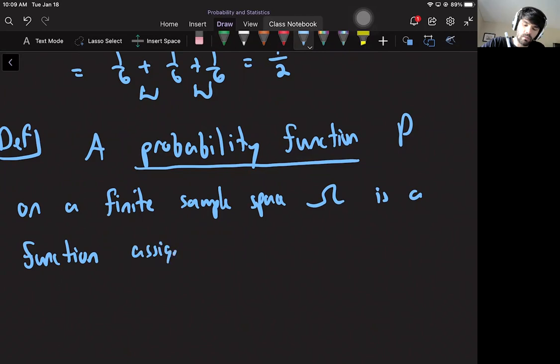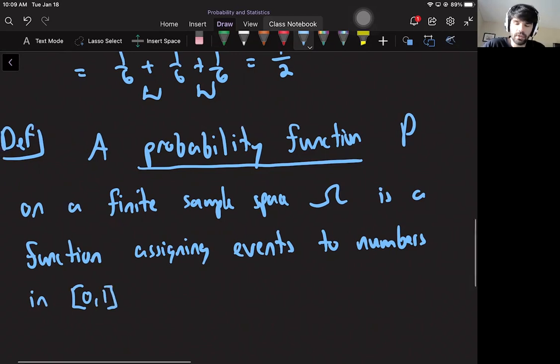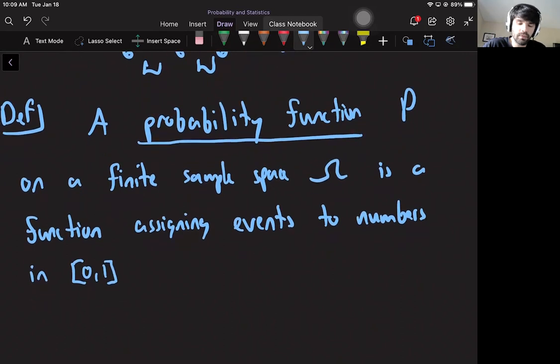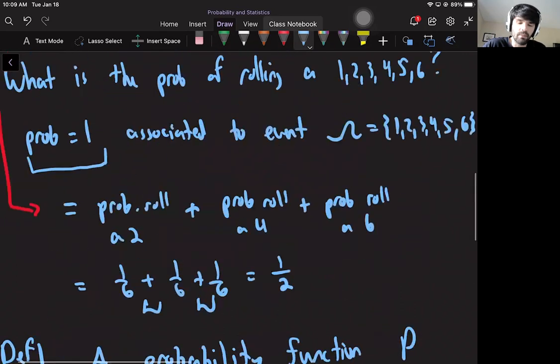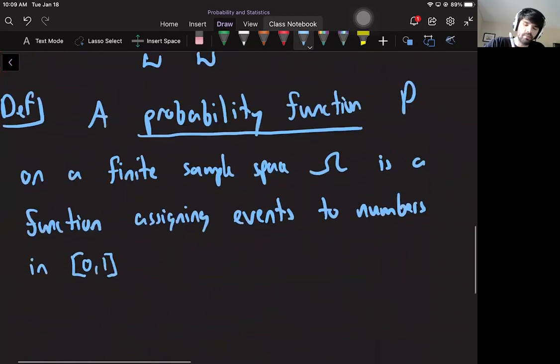What does it take in? It takes in events. So you plug in an event, and what pops out of the function? Numbers, but not any old number, just the numbers in 0 to 1, including 0 and 1 as well. So the probability function is just a function that turns events into numbers. That's what we were doing up here.